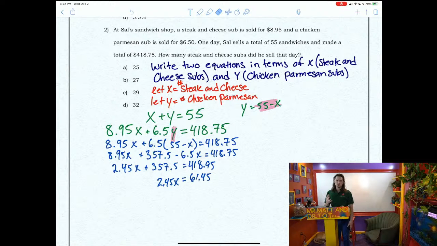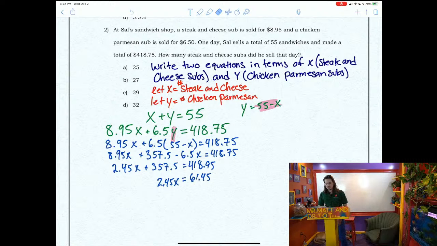They can change the question's context around, so it can be different characteristics, but usually it is money and number of items. So if X represents the number of steak and cheeses and Y the number of chicken Parmesan subs that he sells, then we know X plus Y has to be equal to 55.